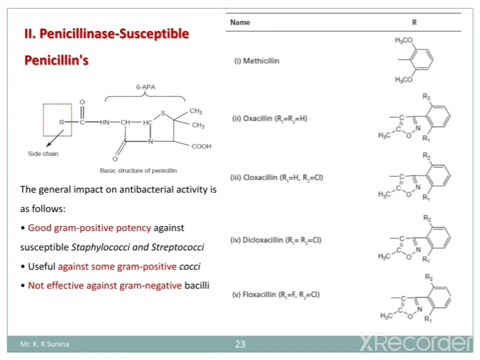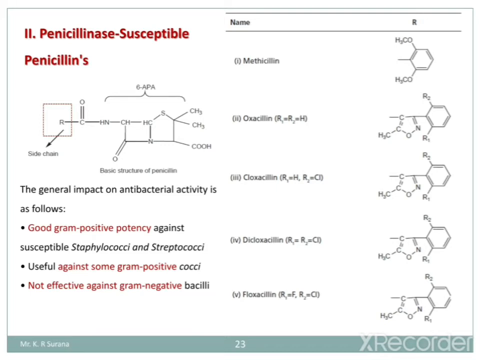The next example is cloxacillin. Again, the structure is similar to oxacillin, but here R1 is hydrogen and R2 is chlorine, as you can see in the table. The remaining structure is the same as oxacillin. In the structure of oxacillin, just replace one hydrogen by chlorine and you will get cloxacillin.